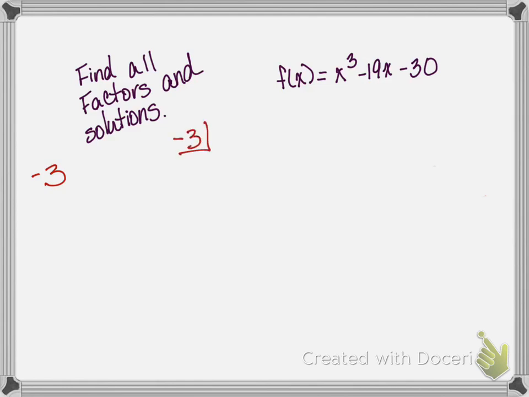Put that in there. When you're setting this up, what do you have to do, though? What do you have to do for your x squared? I don't have a -1 for x squared. 0. So I've got 1, 0, -19, and -30. Is that better now that you know -3 is the solution?